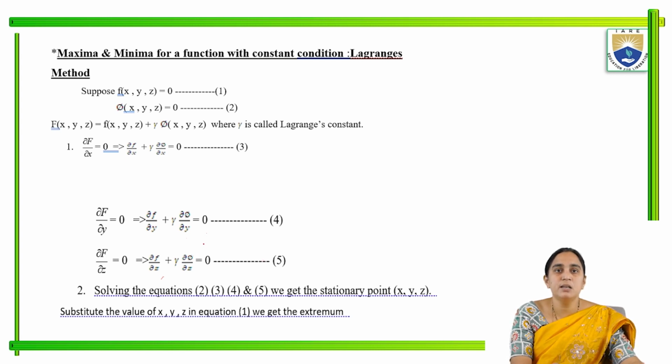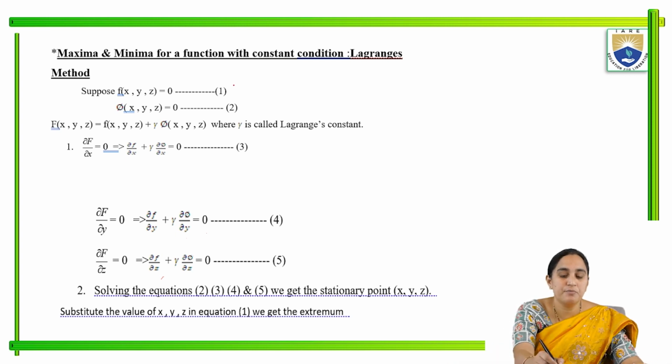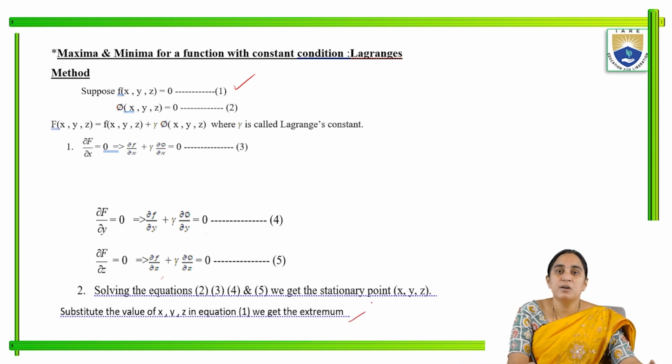After getting the three equations, solve equations 3, 4, 5. From that we get the stationary points of x y z. Substitute the values of x y z in equation 1, that is the given function f of x y z, and we get the extreme value. Extreme value means either maxima or minima. This is the concept of Lagrange's method of multipliers, the alternative method for the previous one. You can follow whichever you prefer.